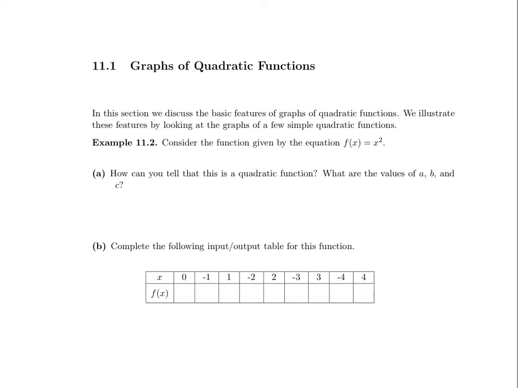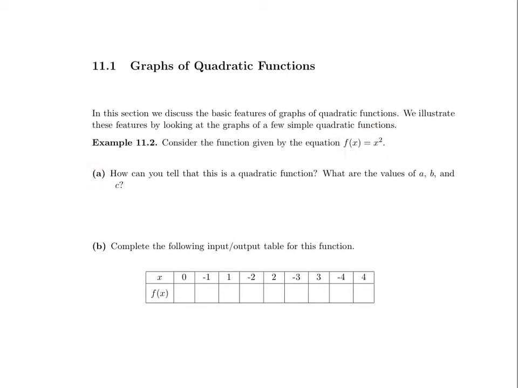In this next screencast, we discuss some of the basic features of graphs of quadratic functions. We'll illustrate these features by looking at the graphs of a few simple quadratic functions. Let's start by looking at example 11.2. Here we consider the function given by the equation f of x equals x squared.